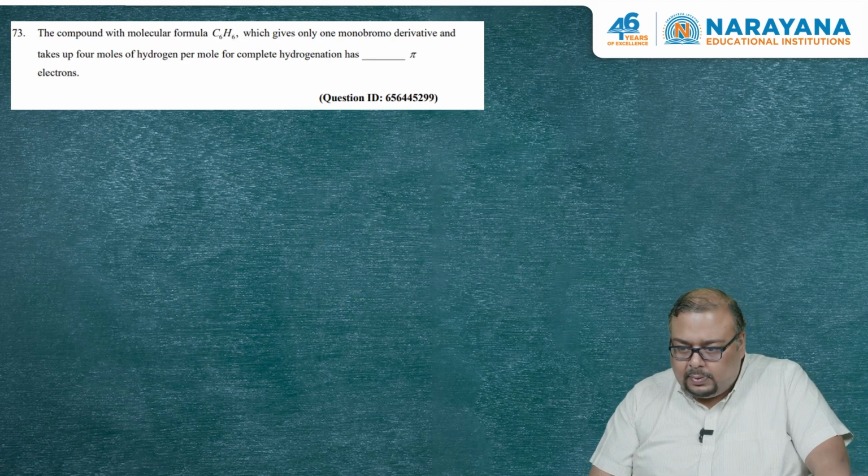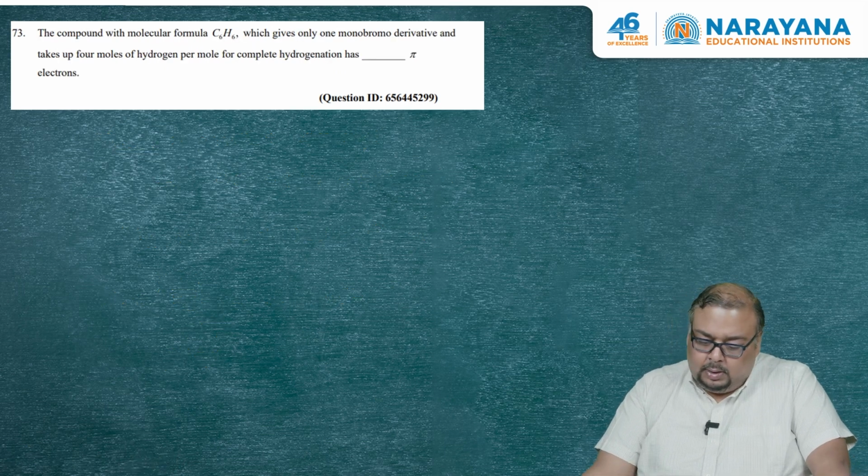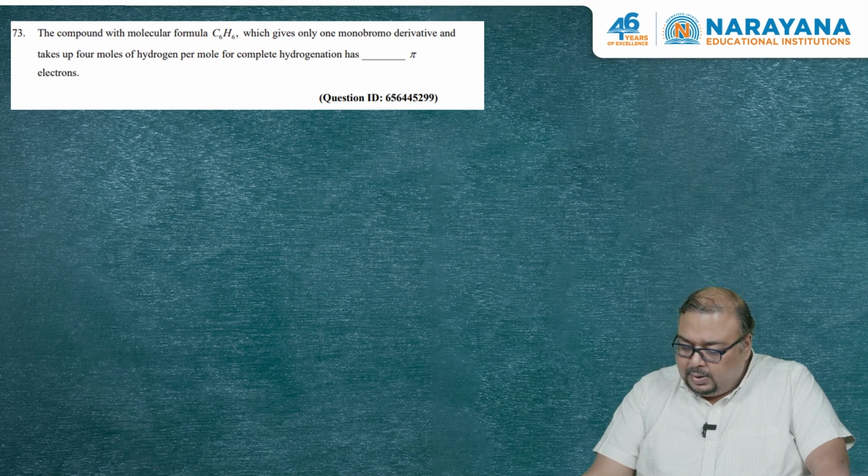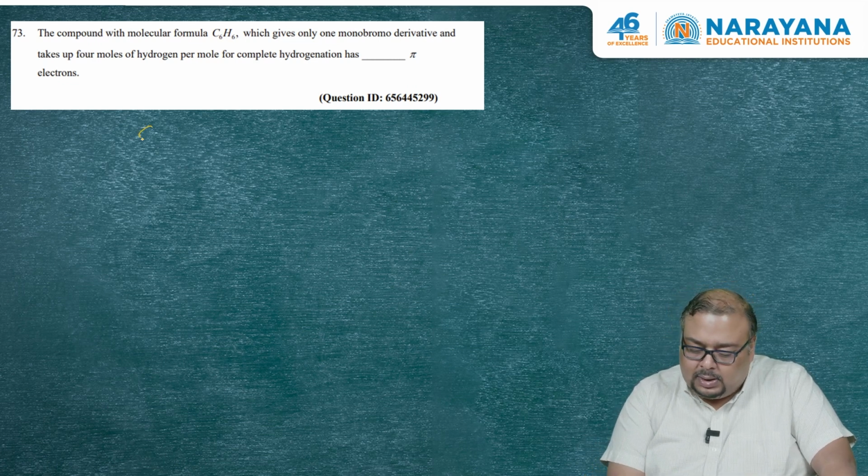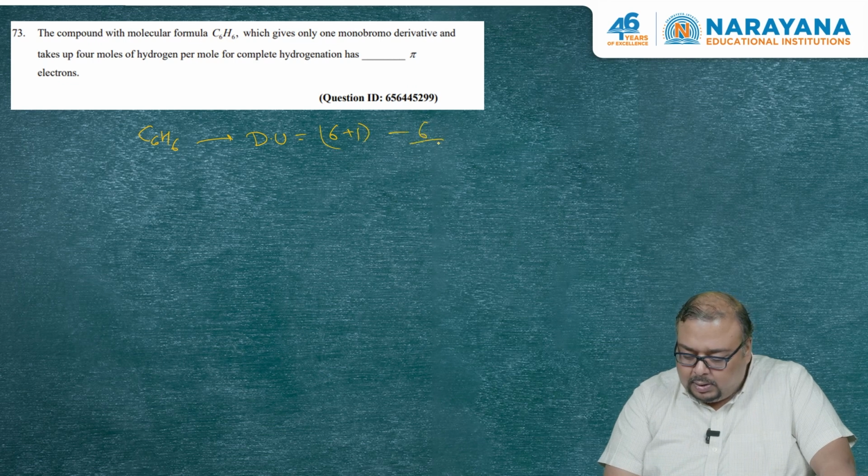Next is question number 73. The compound with molecular formula C6H6 which gives only one mono-bromo derivative and takes 4 moles of hydrogen per mole has how many pi electrons? So for C6H6, the degree of unsaturation will be 6 plus 1 minus 6 by 2. That will be equal to 4.